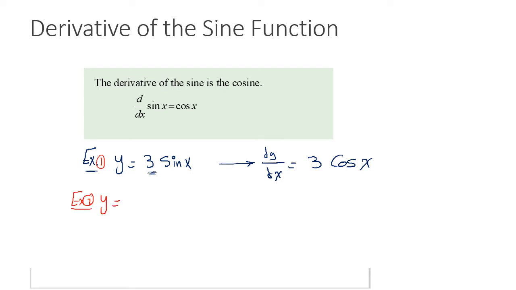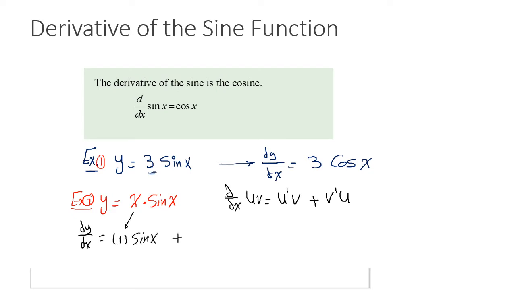If y is equal to x sine x, we can notice here that x sine x is a product, and the derivative by the product rule is the derivative of the first multiplied by the second plus the derivative of the second multiplied by the first. So dy by dx is equal to the derivative of the first, which is 1, multiplied by the second, which is sine x, plus the derivative of the second, which is cosine x, multiplied by the first, which is x. So the final answer is sine x plus x cosine x. It's very important to notice that x sine x is not only one function, it is a product, so if I want to find the derivative, I should use the product rule technique.